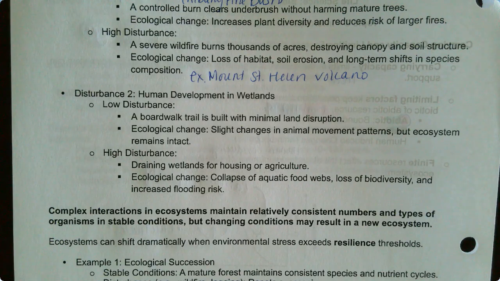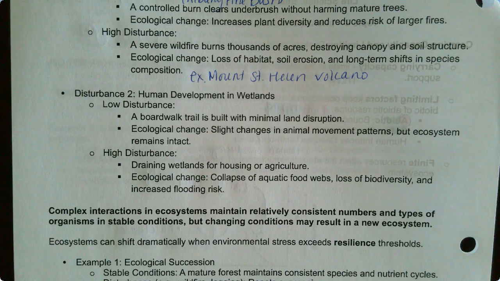We drained them. They were wet areas, so aquatic food webs are completely lost, which therefore reduces the biodiversity in that area, and then it increases the flooding risk. If you're putting your house or your business on an area that was once a wetland, it's probably initially really wet and more likely to have flooding.